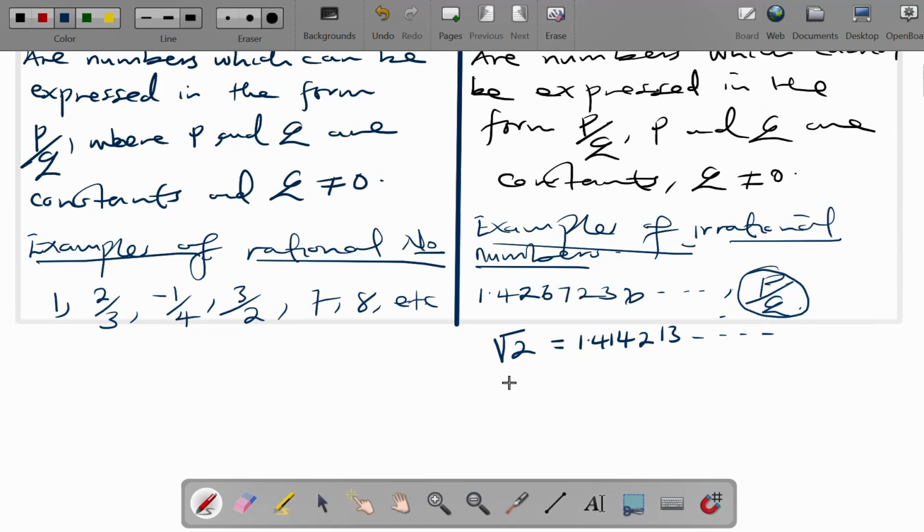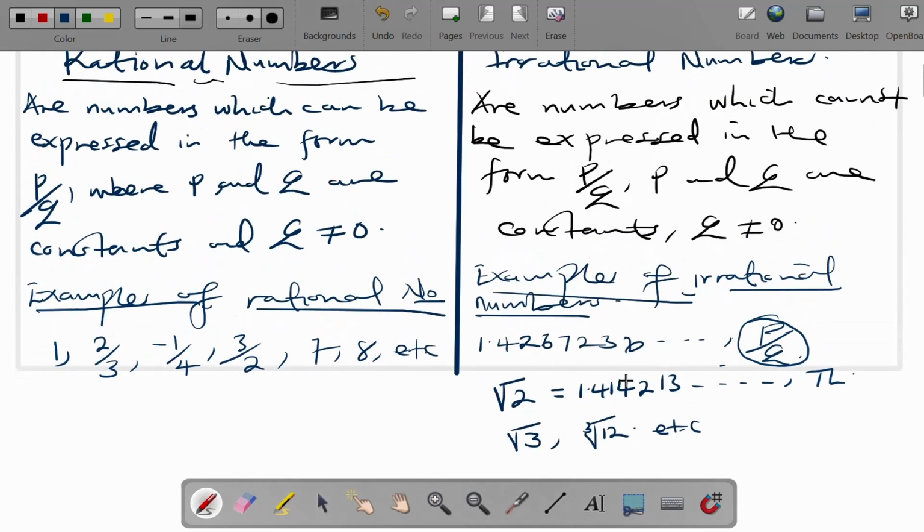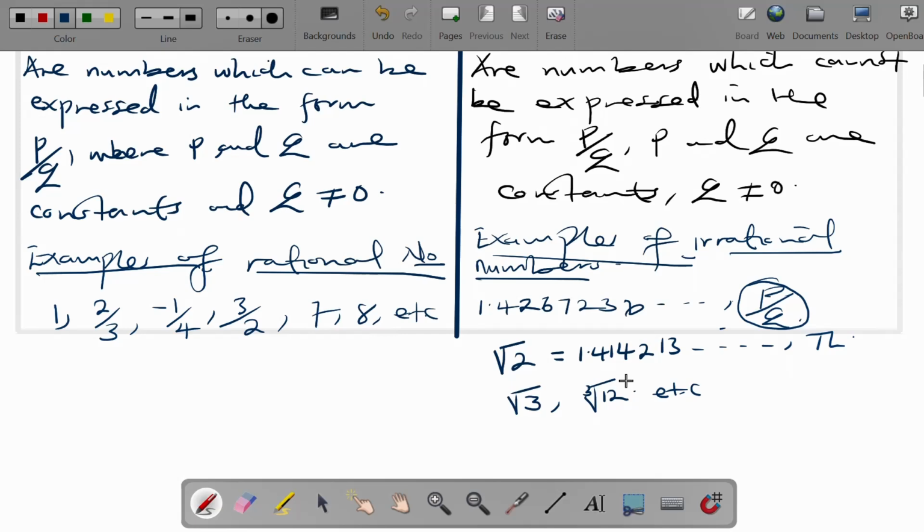Also, you can have another one. Pi is also an irrational number. We can have the square root of 3. We can have the cube root of 12, and so on. So it is from the irrational numbers that we now see that Surds are examples of irrational numbers.